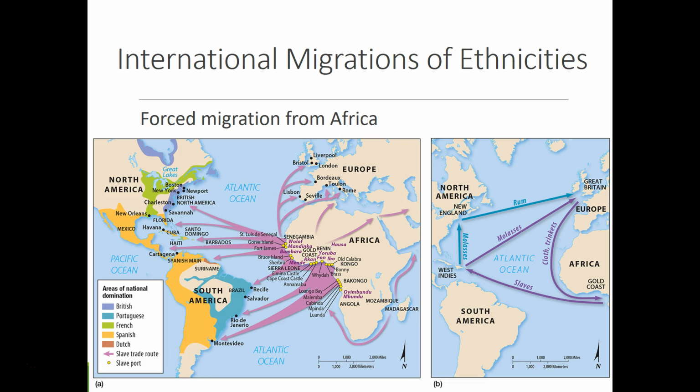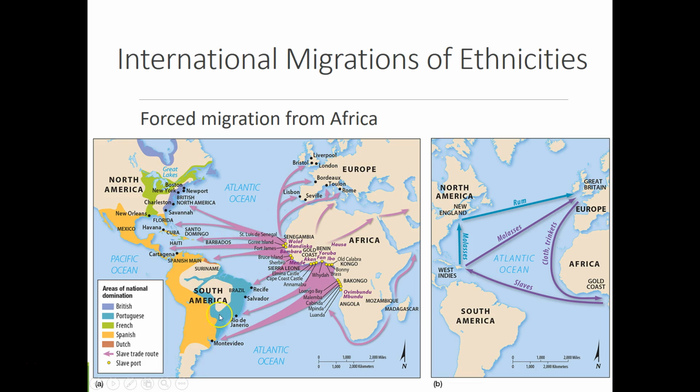So first one, international migrations of ethnicities. Remember, that is what we're concentrating on. For example, here we're going to talk about African Americans. The first big migration wave of African Americans is what we commonly refer to as the triangular slave trade. Probably something y'all learned about in middle school at some point, maybe a little bit in high school already. It just depends on what classes you were taking.